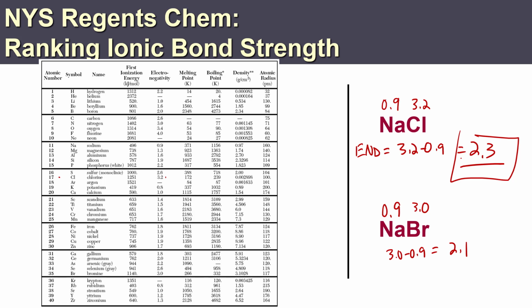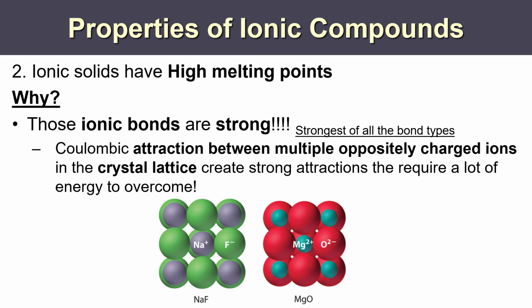Now that we're armed with the understanding that an ionic compound has incredibly strong bonds, let's talk about all the rest of the properties, beginning with the fact that ionic solids have very high melting points. And that is due exactly to what we just learned before. Those ionic bonds that those ionic solids have are strong. And if you recall from the first slide, they're the strongest of all the primary bond types. And those Coulombic attractions between the oppositely charged ions in that lattice create incredibly strong attractions that will require a lot of energy to overcome.